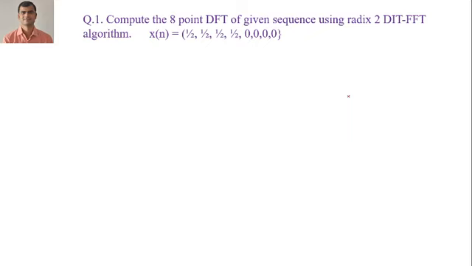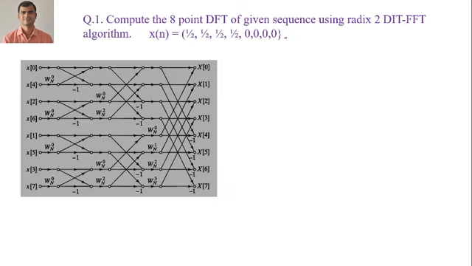Now the question is: compute the 8-point DFT of a given sequence using the radix-2 DIT FFT algorithm. The sequence x of n is given like this: the initial 4 samples are 1 by 2 and the remaining 4 samples are 0. First we have to draw the flow graph for the 8-point DIT FFT algorithm. As I have told you, the input sequence is in bit reversal order and the output sequence is in natural order.